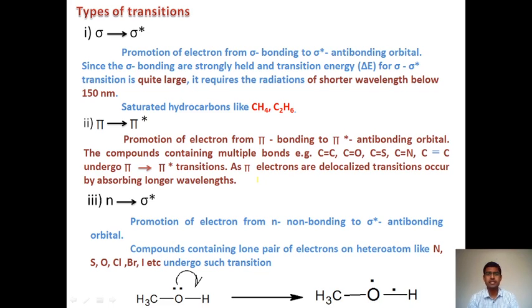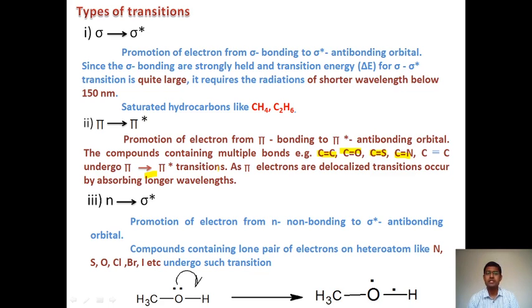The next electronic transition is pi to pi star. Promotion of an electron from a pi bonding to a pi star antibonding orbital is a pi to pi star transition. Now, compounds containing multiple bonds, that is carbon-carbon double bond, carbon-oxygen, carbon-sulfur, carbon-nitrogen, etc. undergo pi to pi star transitions. As pi electrons are delocalized, the transition occurs at a longer wavelength. Less energy is required for this type of transition, pi to pi star.